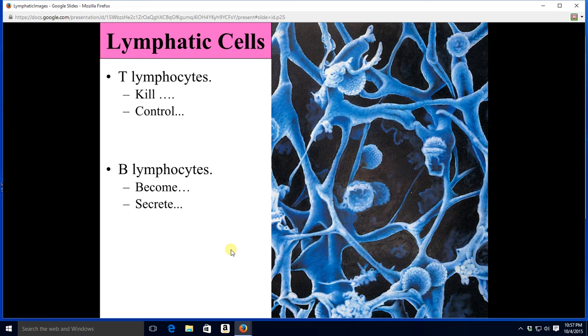Well, of course, we can't not include the T lymphocytes. T lymphocytes, T cells for short, are going to kill infected cells, cells that are infected with a virus, for example, or cells that have become cancerous. B lymphocytes, what they do is actually turn into another kind of cell called the plasma cells. And plasma cells, their job is to secrete immune proteins, in other words, antibodies.